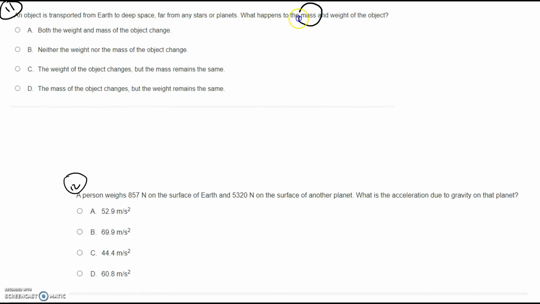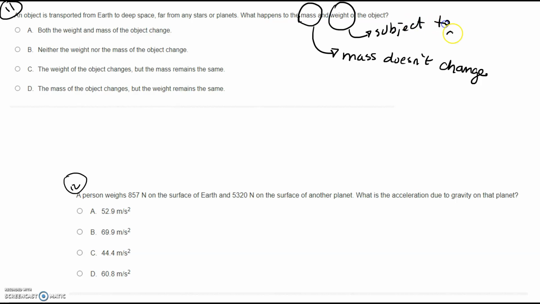What happens to the mass and the weight? So here's what you know. Mass doesn't change. Doesn't matter what planet you're on, your mass doesn't change. Your mass is just the amount of space that you take up. Your weight is subject to gravity. So depending on if you're hanging out next to Neptune versus you're hanging out next to Jupiter, your weight will be very different. So let's see what our choices are here.